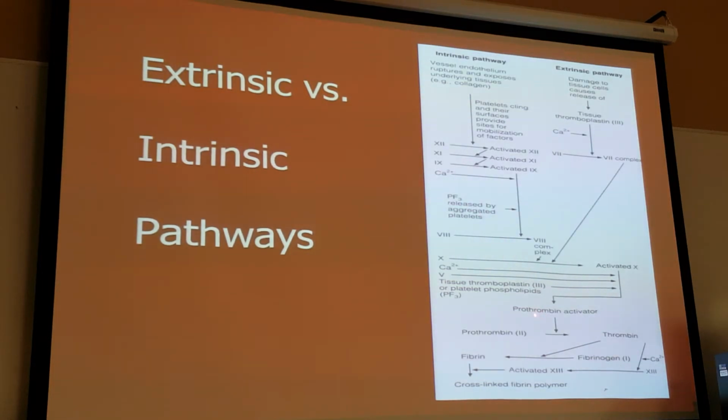But the part I want you to know, you don't have to know all this stuff, other than the fact PF3 is produced by platelets over here. But the ultimate goal is to make prothrombin activator. So here's the bottom line that you need to know. Both pathways produce prothrombin activator, okay?